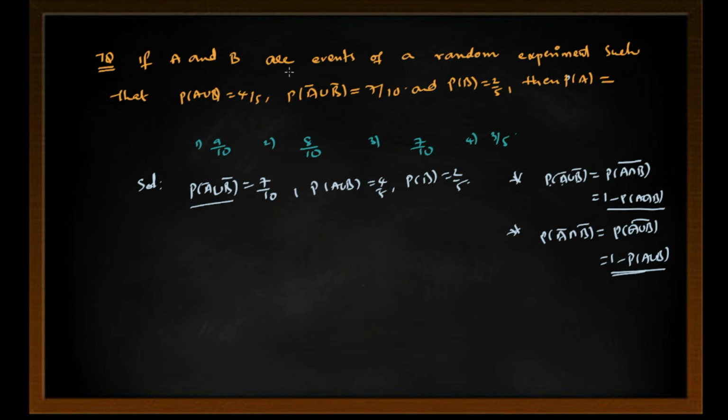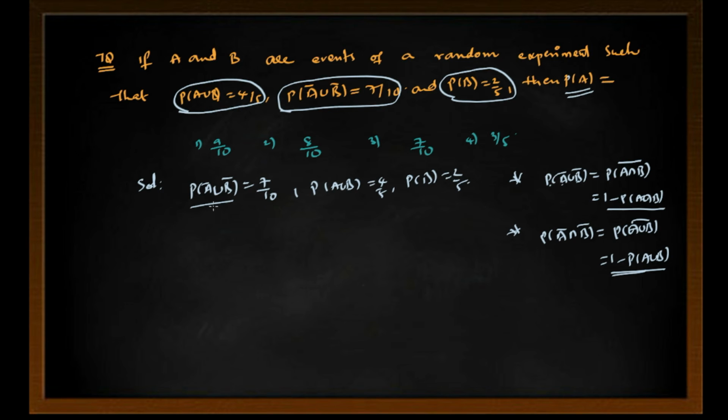Next question: if A and B are events of a random experiment such that P of A union B is 4 by 5, P of A bar union B bar is 7 by 10, and P of B equals 2 by 5, we have to find P of A. So we know that P of A bar union B bar equals P of A intersection B whole bar. Whole bar means 1 minus P of A intersection B.